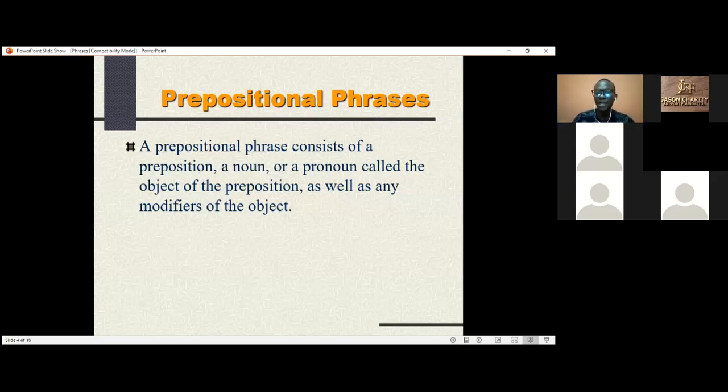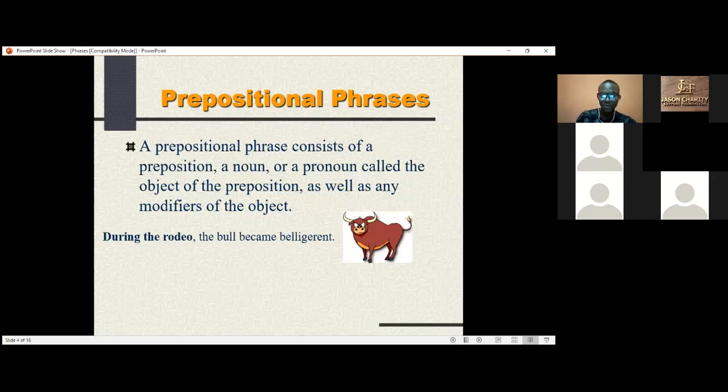All right, so let's look at some examples. Can you read this, please? During the rodeo, the bull became belligerent. Now, you can see that the rodeo here is the noun, right?